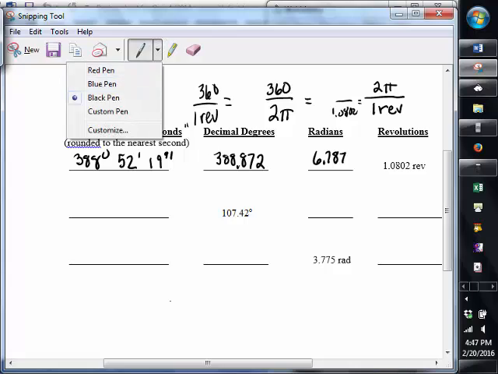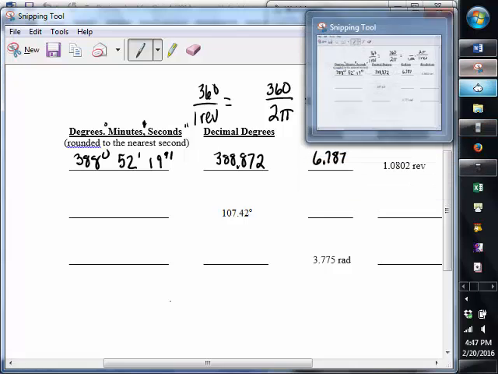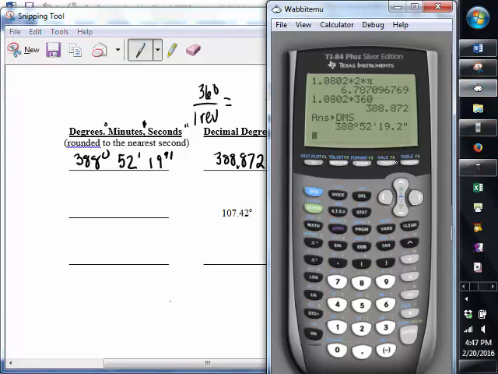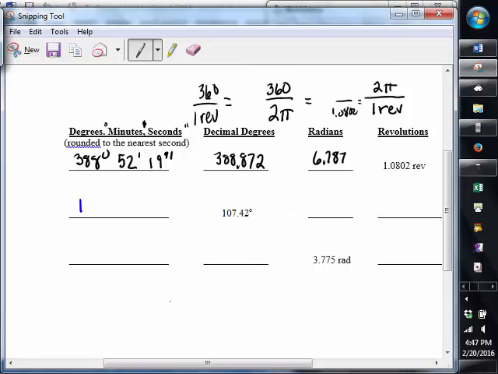Next one. I'm going to change colors for number 2. Now we're given 107.42 decimal degrees. Since they already gave it to us in a decimal degree, let's just switch it real quick. And then second function angle, number 4, and we get 107.2512.